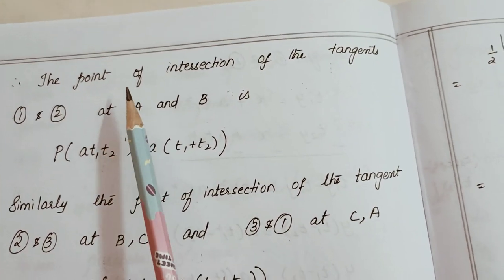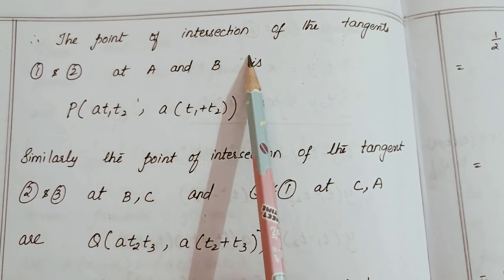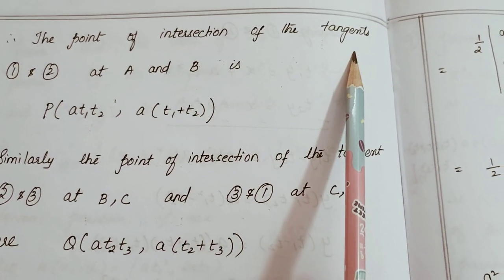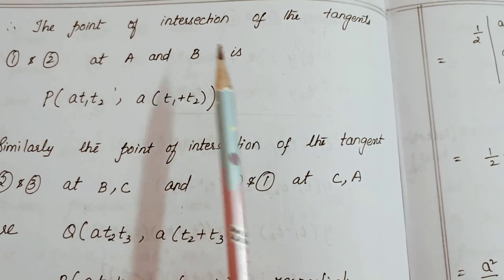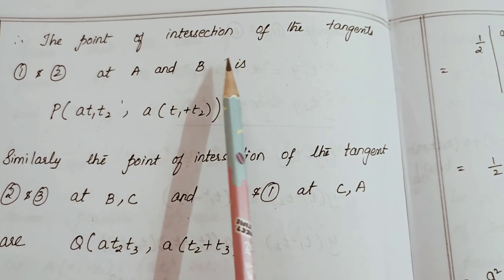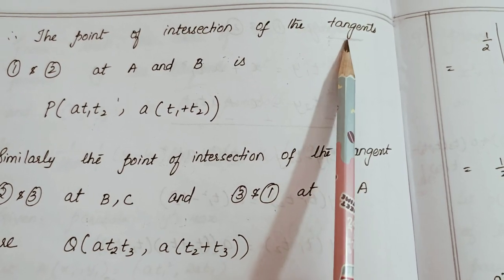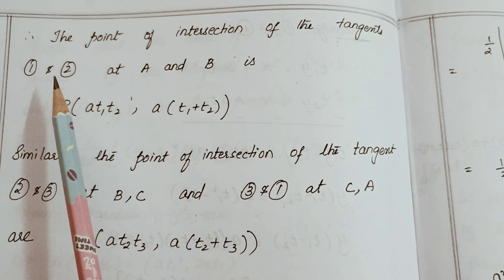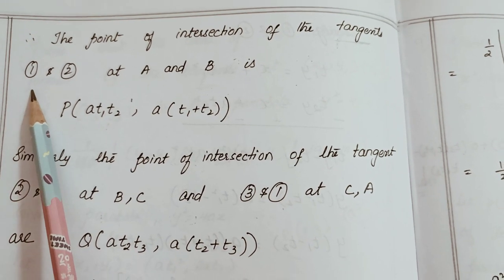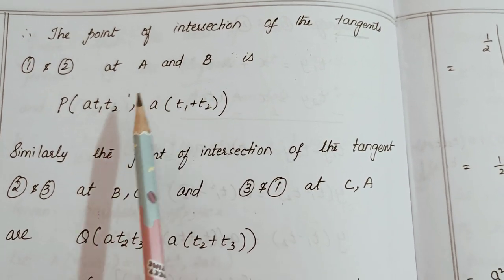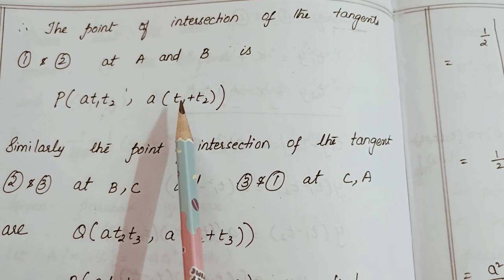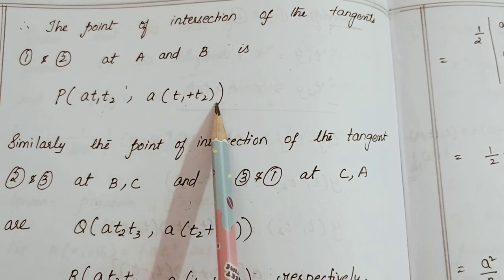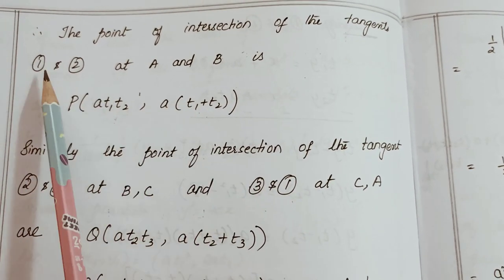Therefore, this is the point of intersection of the tangents. The point of intersection is nothing but, when we solve two equations, we get two values, so that is the point of intersection. We have just solved the tangent equations, so we got two values, x and y. After solving 1 and 2, we got one point, that is (x1, y1): P(a t1t2, a(t1 + t2)). This is the x value and this is the y value for equations 1 and 2.